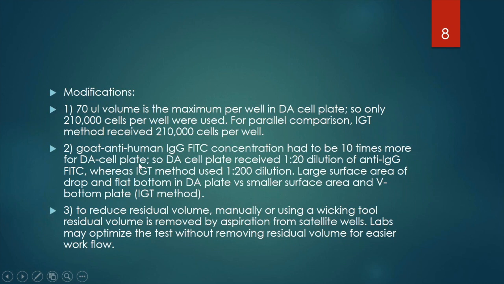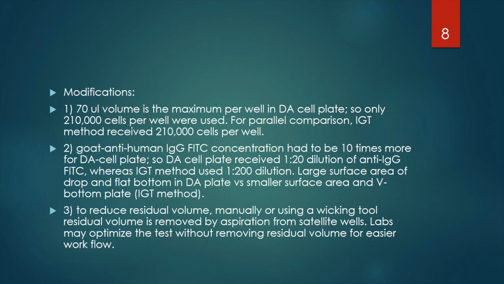And coming to goat anti-human IgG FITC concentration, this had to be 10 times more for the DSL plate. So the DSL plate received a 1 to 20 dilution of anti-IgG FITC, whereas in my regular IGT method, I used a 1 to 200 dilution. The large surface area of the drop and flat bottom in the DSL plate, versus the smaller surface area and V bottom plate in my IGT method, were making a difference. So this is something you need to titrate and see what concentration will suit your results.